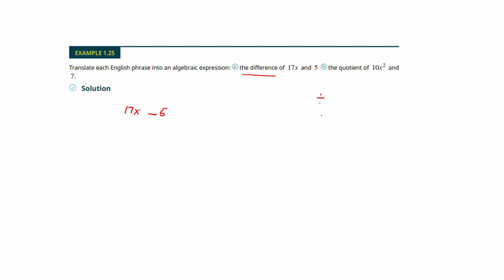Okay, the quotient tells me division. So normally that means this. Well, we could write it two ways. But what are we doing the quotient of? 10x squared and 7. Now in algebra, a lot of times we're going to show a quotient is the same thing as a fraction bar, but at this point I would take either of these.